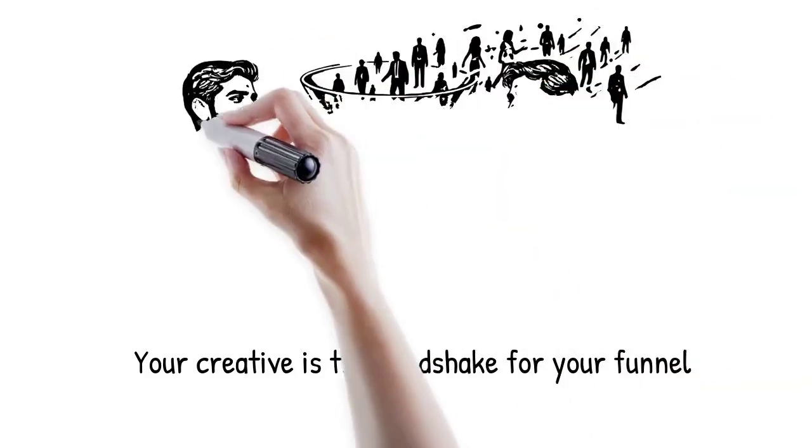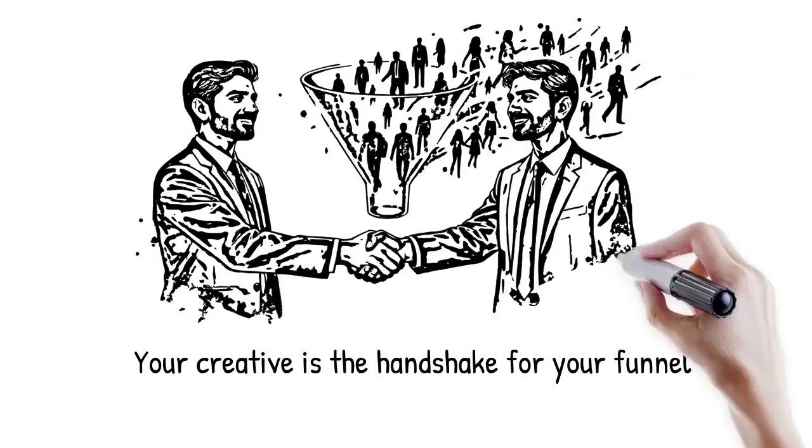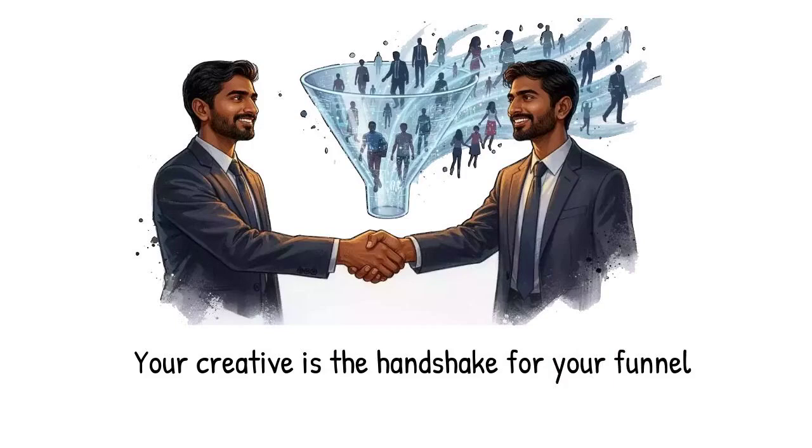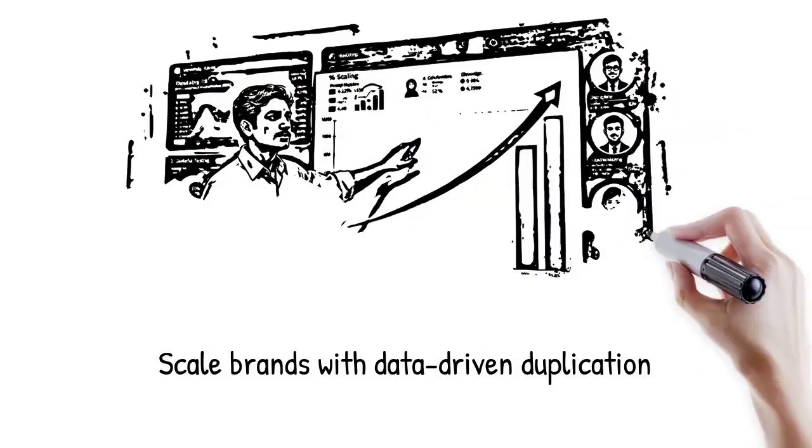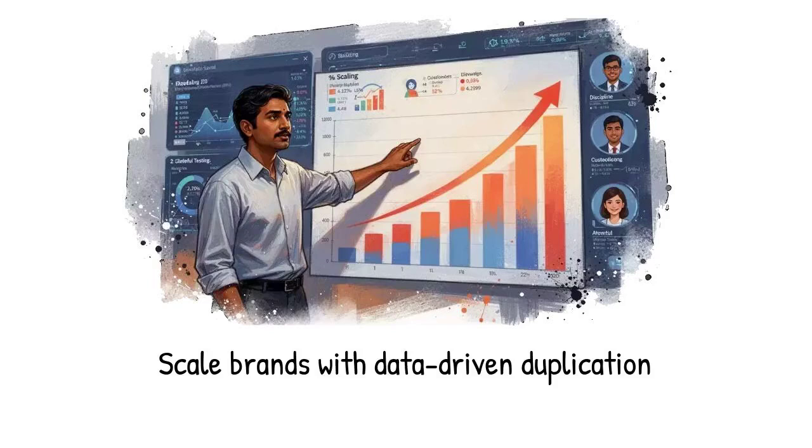Scaling isn't about spending more. It's about finding more of the right people. Lookalike audiences let you scale intelligently, turning your best customers into a blueprint for finding thousands more. This is how brands grow from rupees 5,000 per day to rupees 50,000 per day, not by luck, but by data-driven duplication.